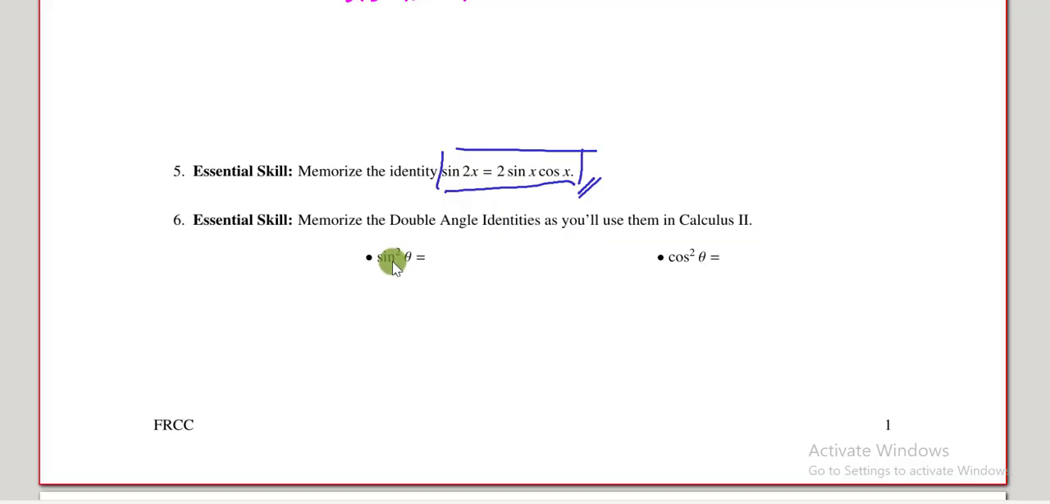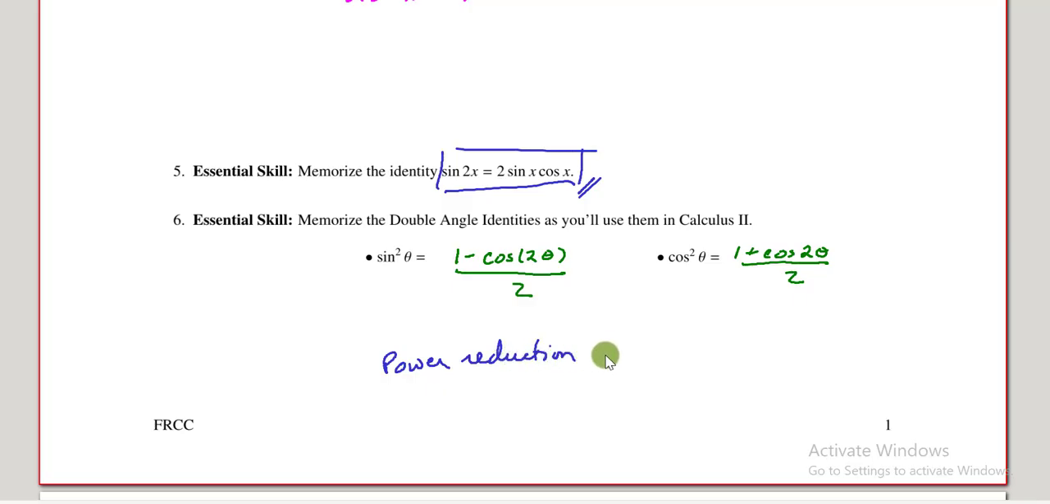So the first one is that if you have the sine squared of theta, you can write that as 1 minus the cosine of 2 theta, all divided by 2. And if you have the cosine squared of theta, you can write that as 1 plus the cosine of 2 theta, all divided by 2. And so sometimes these are called the power reduction identities. And I'm asking you to memorize these.